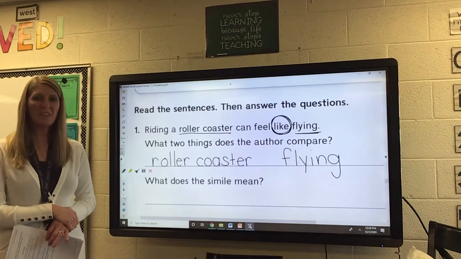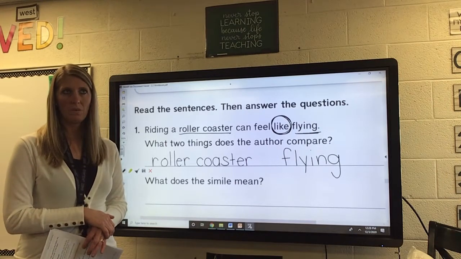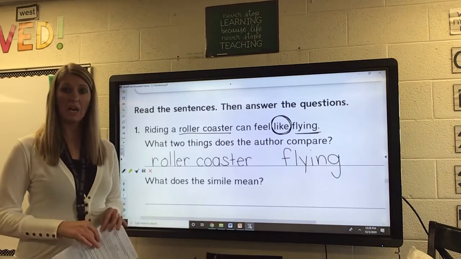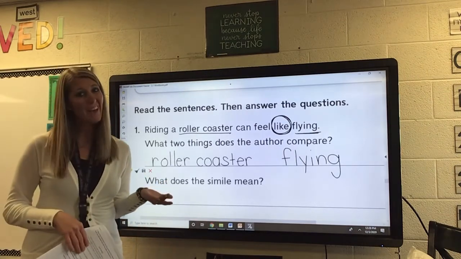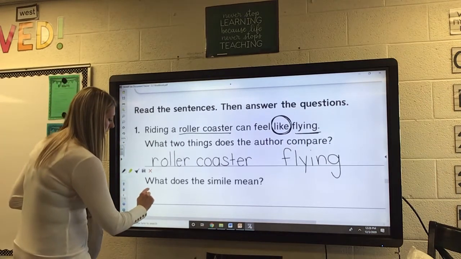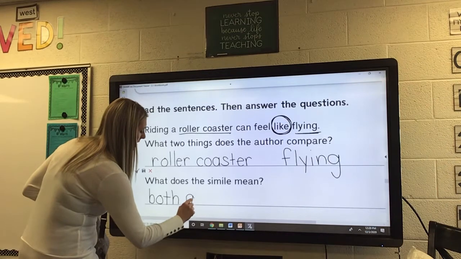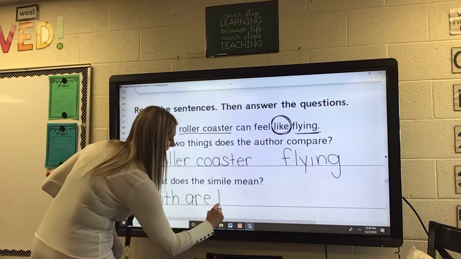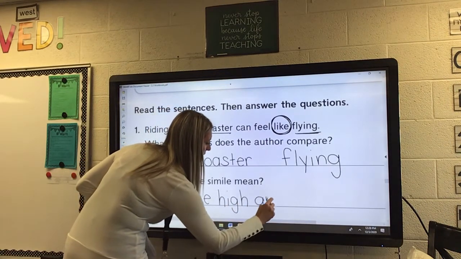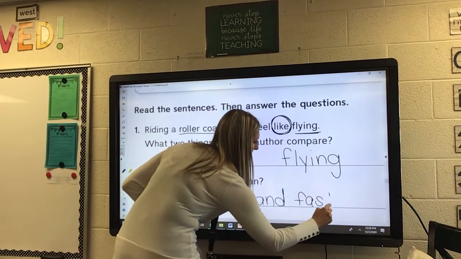Now, I want you to think, well, what does the simile mean? Riding a roller coaster can feel like flying. Well, if you're flying, you're high above the ground. If you're on a roller coaster, you're high above the ground. If you're flying, you're probably going fast. On a roller coaster, you're probably going fast also. So we can just say both are high and fast. That's what that simile means. Roller coasters and flying are both high and fast.